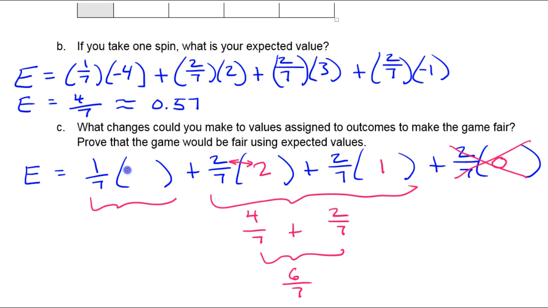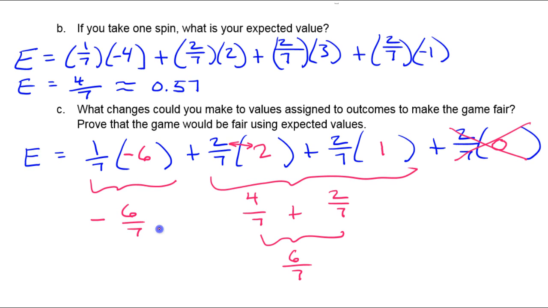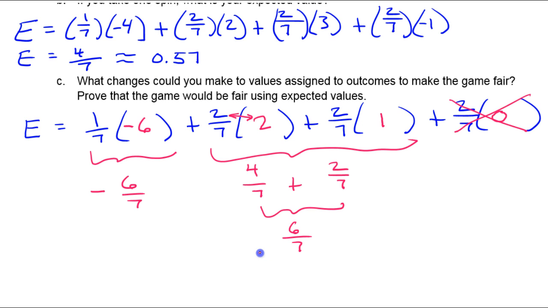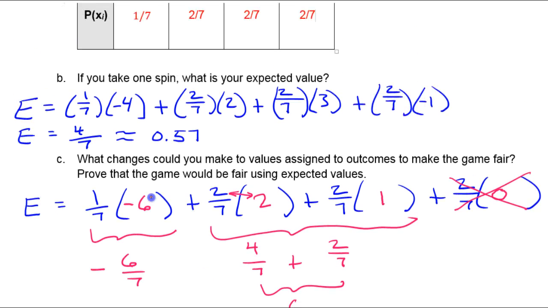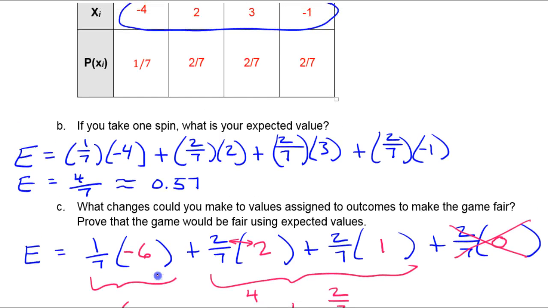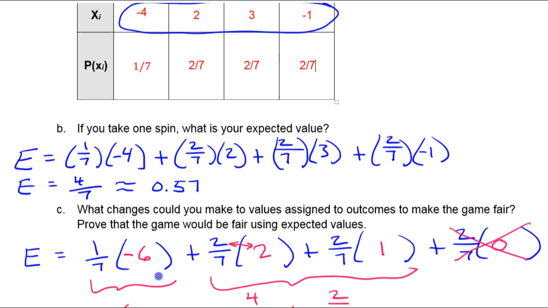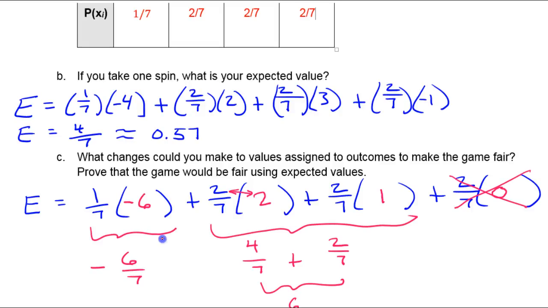So if we made this -6, because I'm looking at this 6/7, and I want this to be -6/7, because that way I know that these will cancel each other out and make 0. So there it is. This would be a system that would work. So let's just remember how this went, so we can write it down.